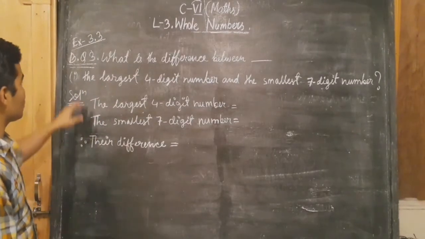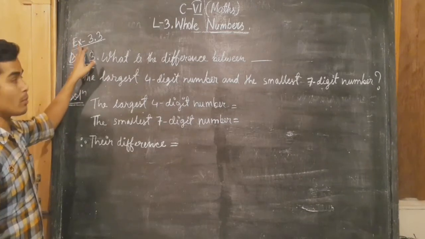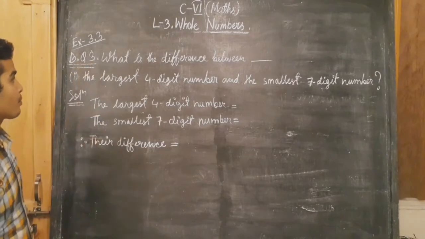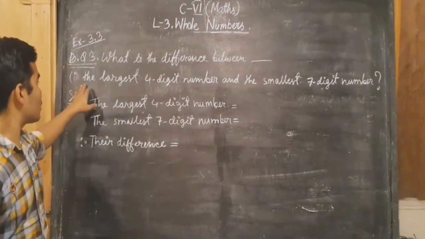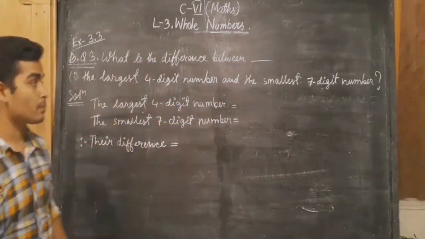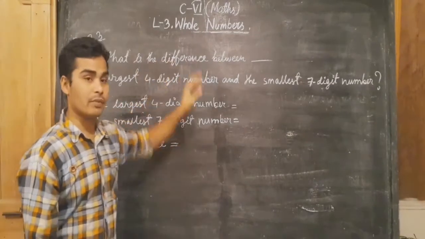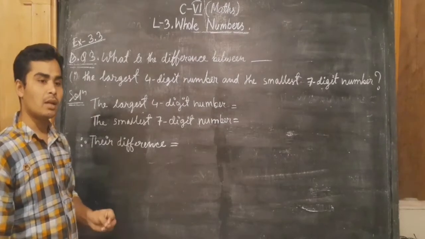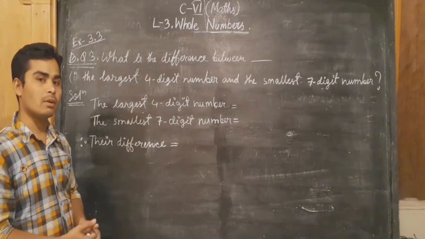First of all, I am going to solve this question. This question I have taken from exercise 3.3 B, question number 3. What is the difference between the largest 4-digit number and the smallest 7-digit number? First of all, we should understand what is the meaning of difference. Difference means subtracting the small number from the greater number.